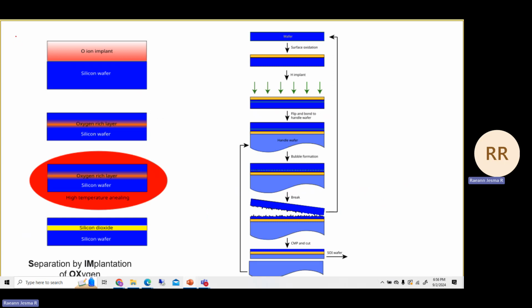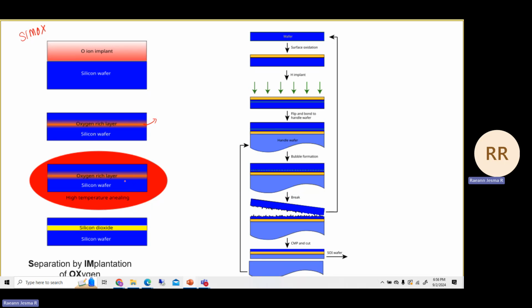One is called SIMOX, which means separation by implantation of oxygen. Here we do an oxygen ion implant on a silicon wafer, and at a particular depth, somewhat in the center, an oxygen-rich layer is formed. Then we go with high temperature annealing.